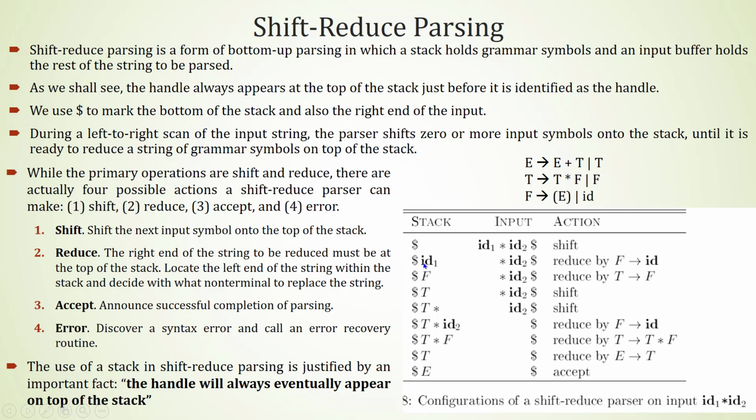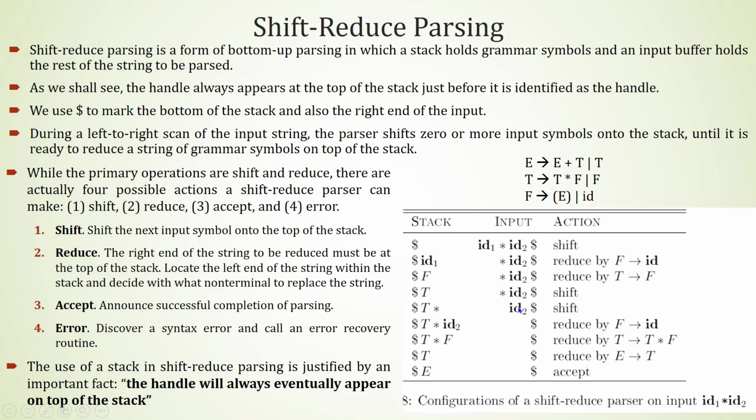Then we will check whether we can reduce id1. So this is reduced by applying F gives id. So this id1 is replaced by F. Then we will check whether we can reduce F. F is reduced to T. So F becomes T. So the next step is we are shifting star. So star is pushed to the stack. T star can't be reduced to any grammar symbol.